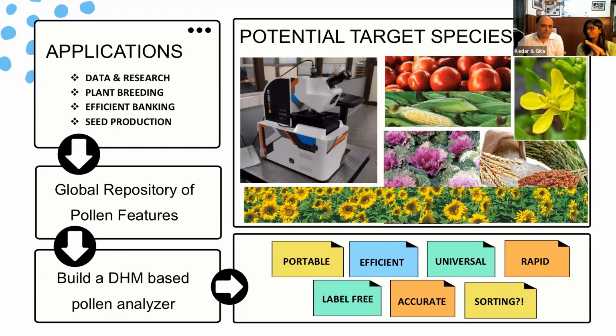Yeah, meaning there are options like microfluidics available that can be combined with the DHM, and that offers really great potential for features like portability and efficiency. It's a rapid analyzer, which is label-free, accurate, and maybe we can do some sorting as well. Hopefully, we'll be talking to you next time about having come up with a device that does the cell sorting as well.